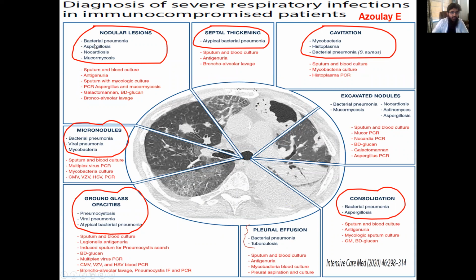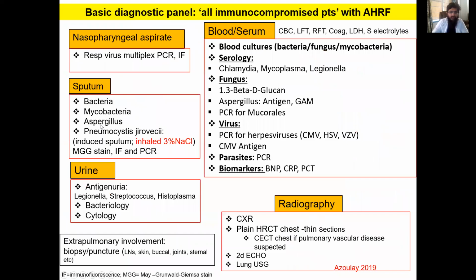Nodular, again, bacterial, fungal, or opportunistic infections like Nocardia. Septal thickening only, atypical infections with bacteria. Cavities, as we commonly see, Staph aureus pneumonia, tuberculosis, and histoplasma. Similarly, with pleural effusions, it could be pneumonia or tuberculosis, and multiple nodules could be bacteria, virus, and TB.